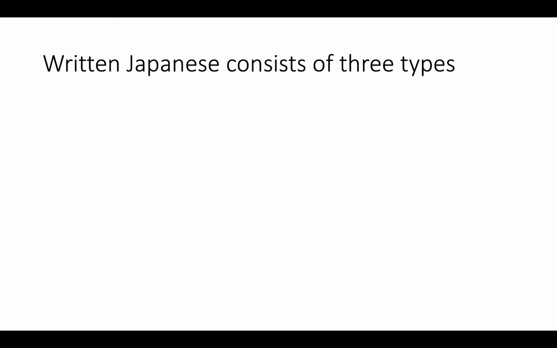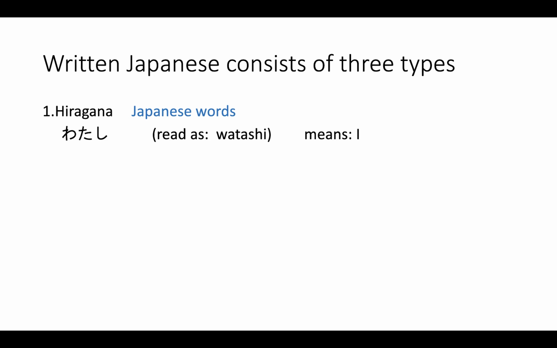Written Japanese consists of three parts. The first one is called Hiragana, and these represent the original Japanese words. For example, the three characters read as watashi, that means I, are written in Hiragana.